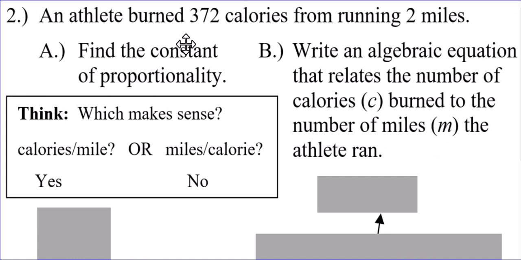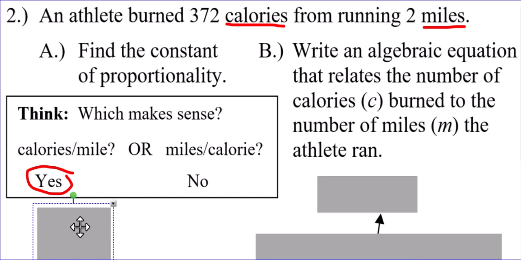What about problem number two? The athlete burned 372 calories from running 2 miles. Okay, what do we have involved this time? We have calories and we have miles. So for part A, finding the constant of proportionality, which means unit rate, think what order makes sense? Calories per mile or miles per calorie? Well, if you're not familiar with this one, maybe be thankful that I did it for you, but calories per mile would be the order that makes sense.